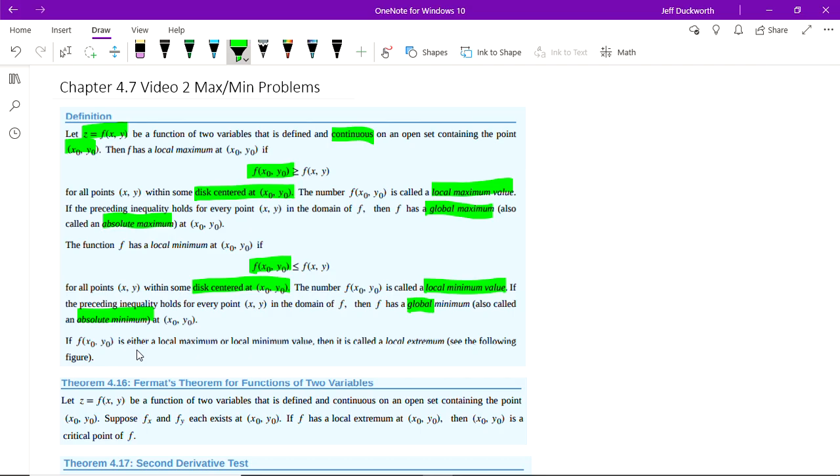All right, Fermat's theorem is below, and essentially we've got the same function, a two-variable function. It's got to be continuous in an open set containing the point x naught, y naught, and we have to know that the partial derivatives both exist. So the partial derivative with respect to x and y each exist at the point x naught, y naught. Then, if f has a local extreme at this point, then it's a critical point.